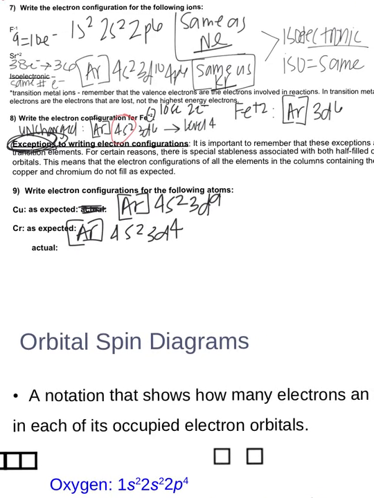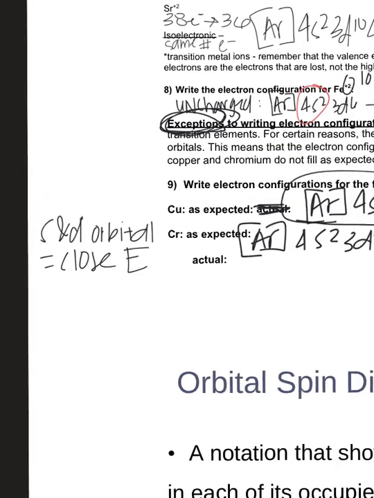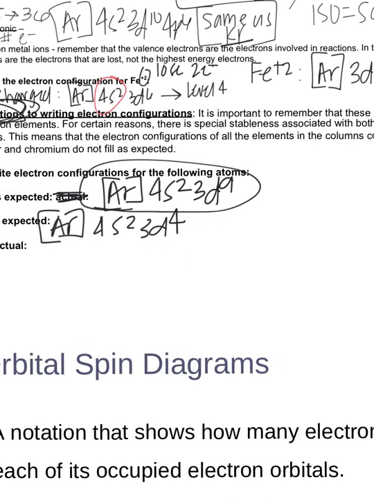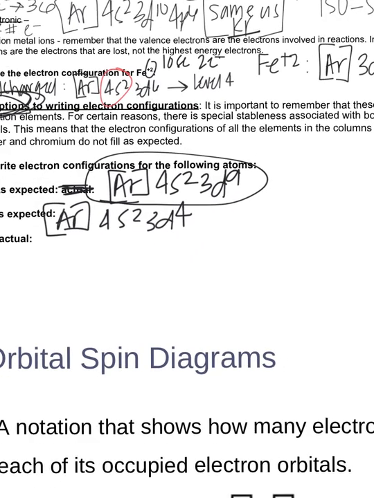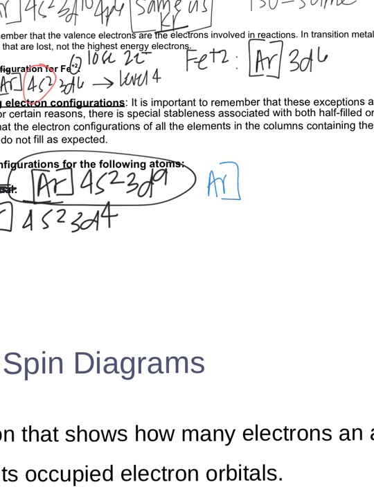So again, this is copper as you would expect, but there's a certain exception that goes to this. Keep in mind the s and d orbitals are close in energy. That's why they're right next to each other. So what this actually looks like, I'm going to write it in a different color, blue. We have argon, and what's actually going to happen is 4s1, 3d10.